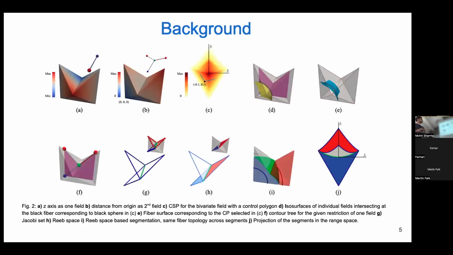Next we move to multivariate topology. Instead of one field, we deal with more than one field, and most of my work has been with two fields so far. Here in figure A, I have one field which is ranging along the z-axis. Minimum is at the back and maximum is at the front. Second field is a distance field which just captures the distance from this origin of the spatial domain, 0, 0, 0.